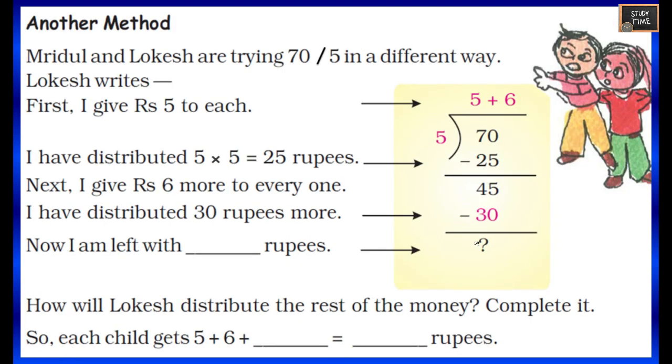Next, another method. That is the first method. Mridul and Rohit are trying 70 divided by 5 in a different way. First, they give 5 rupees to each. So 5 rupees to each member will be 25. So you have to subtract 25 from 70. Next, I give rupees 6 more to everyone. So 6 into 5 is 30. So now I am left with 15 rupees. So again he is distributing the 15 rupees.